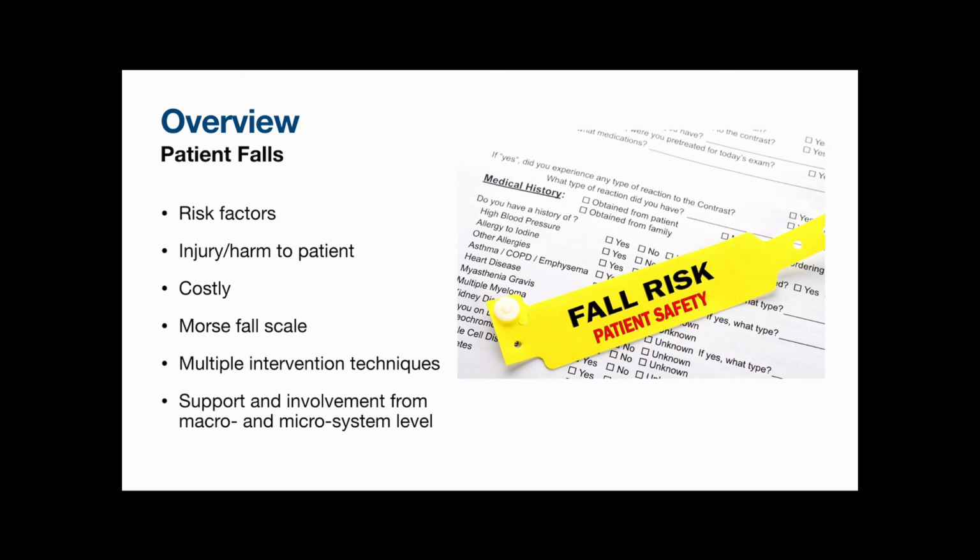And we can measure a patient's fall risk using the Morse Fall scale, and current evidence believes that the use of multiple intervention techniques should be used in order to have effective fall prevention initiatives. And also having support and involvement at the macro system and microsystem level is essential in order to have effective fall prevention programs for the safety of patients.